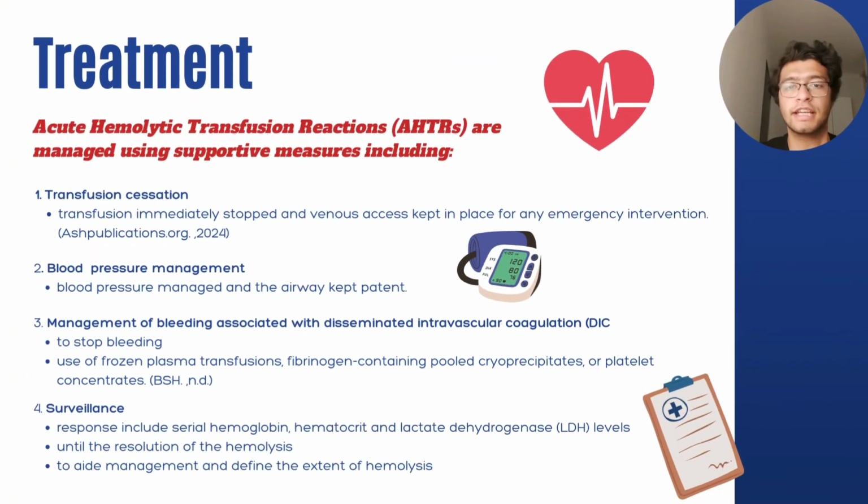Hemolytic transfusion reaction can be managed by supportive care. Some of the measures include immediate cessation of transfusion, which means stopping the transfusion immediately while maintaining venous access for emergency interventions. Hemodynamic support means managing blood pressure and ensuring airway patency. For management of DIC-related bleeding, administer blood products such as fresh frozen plasma, cryoprecipitate, or platelet concentrate to control bleeding. Monitoring includes conducting serial measurements of hemoglobin, hematocrit, and lactate dehydrogenase levels to assess and guide the resolution of hemolysis.